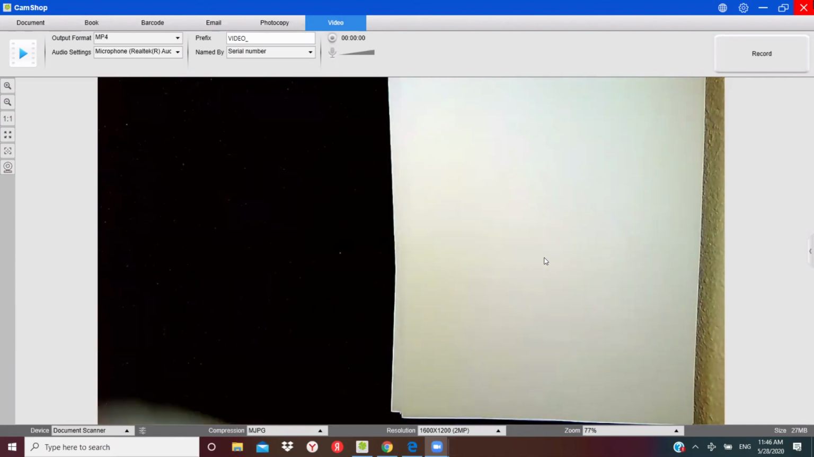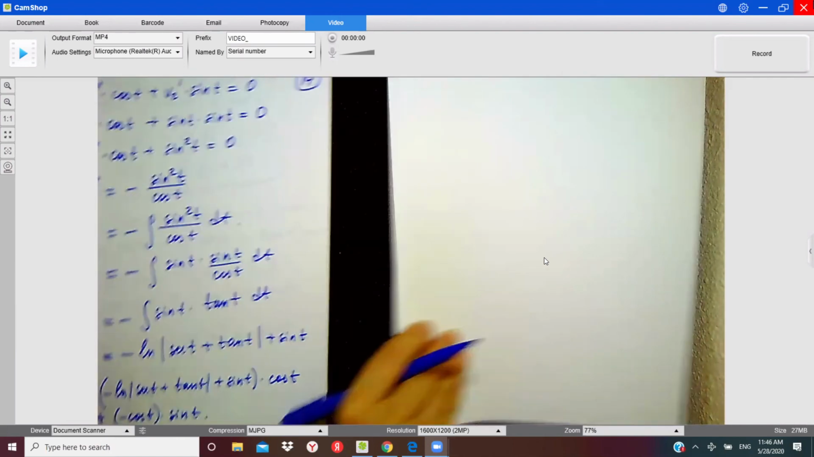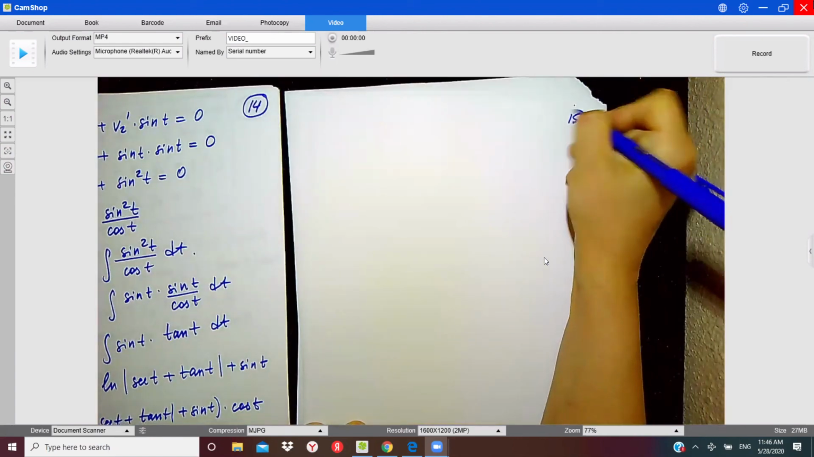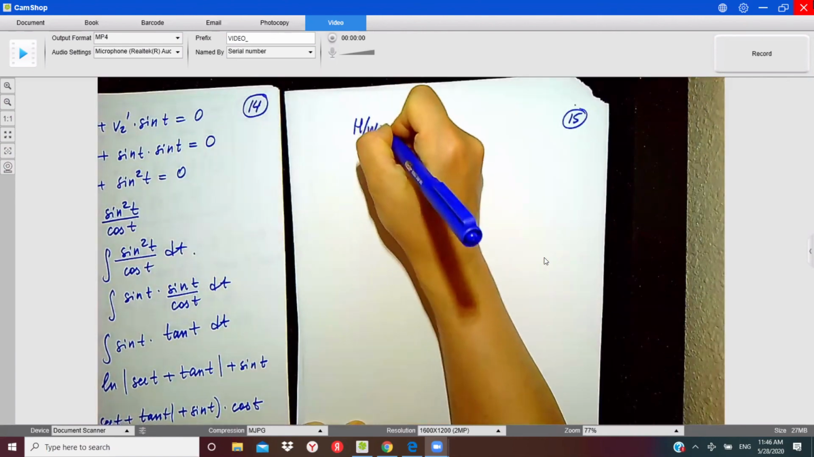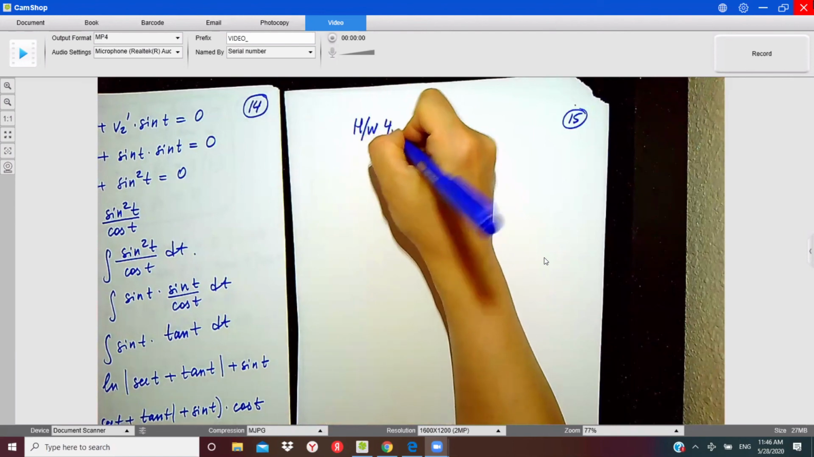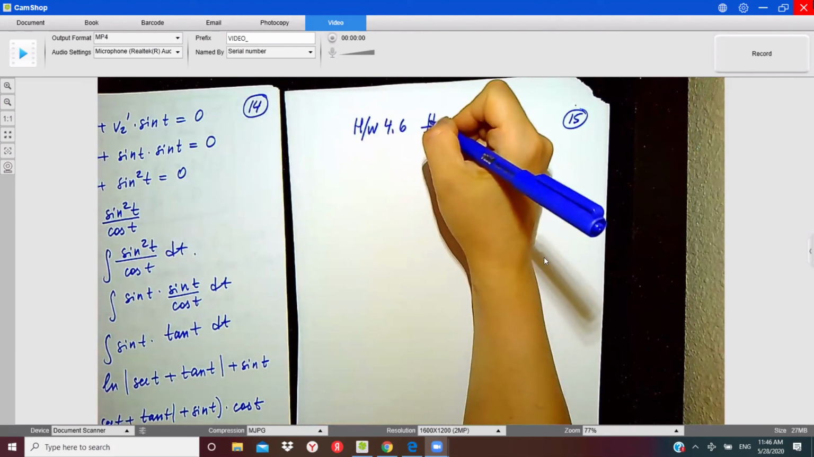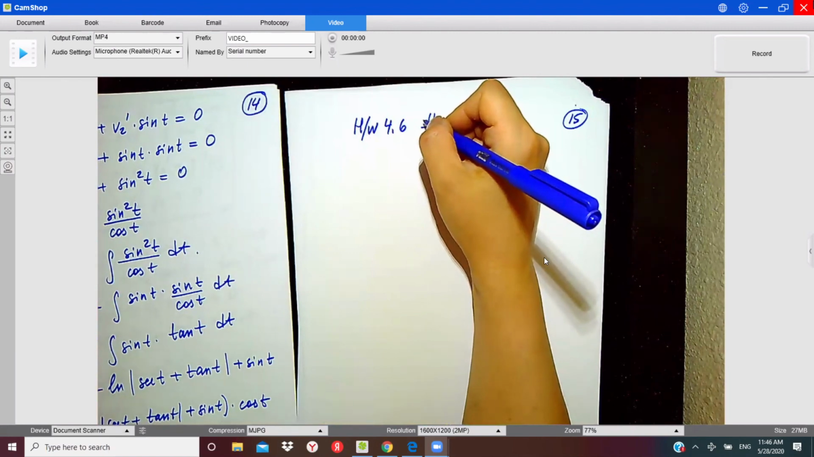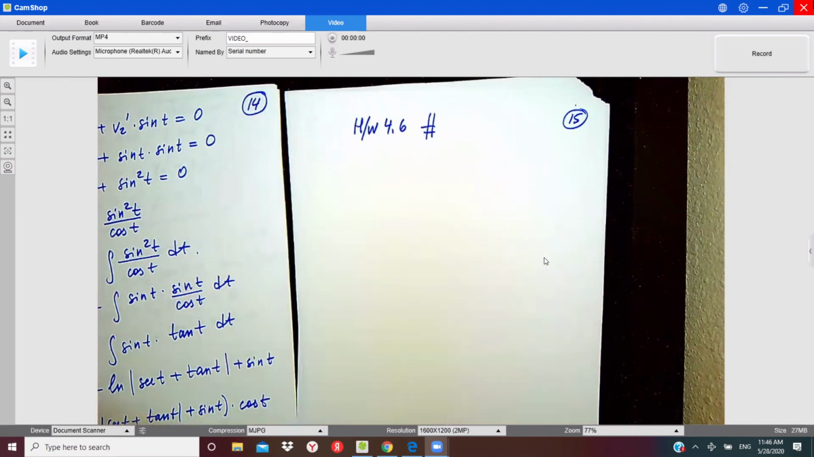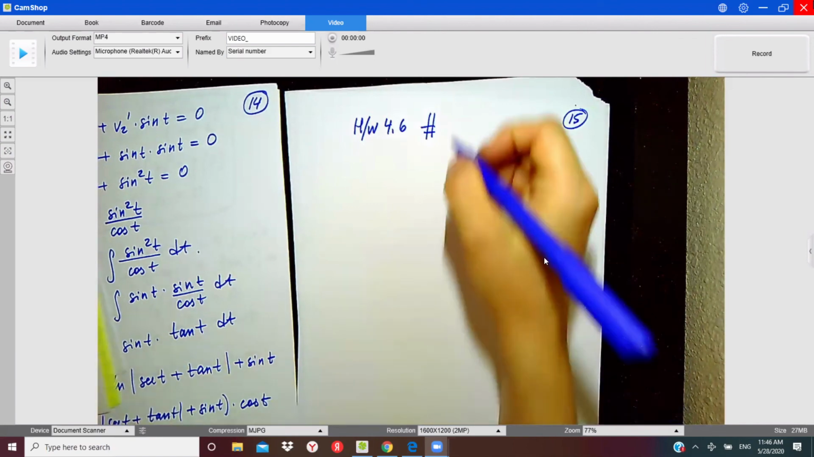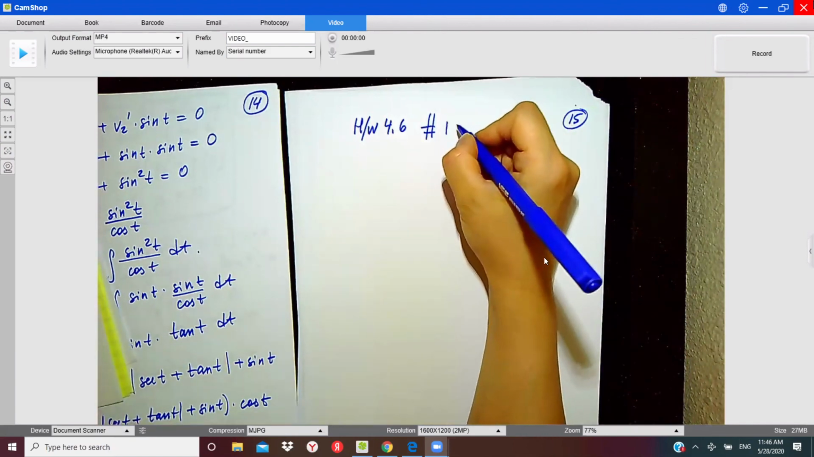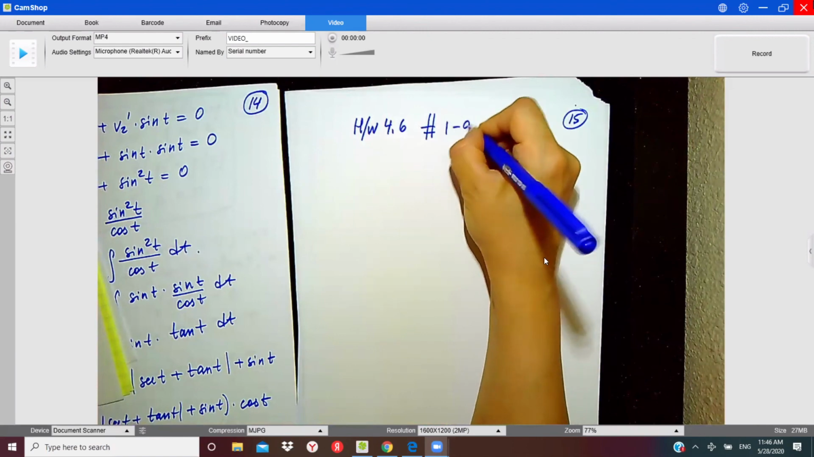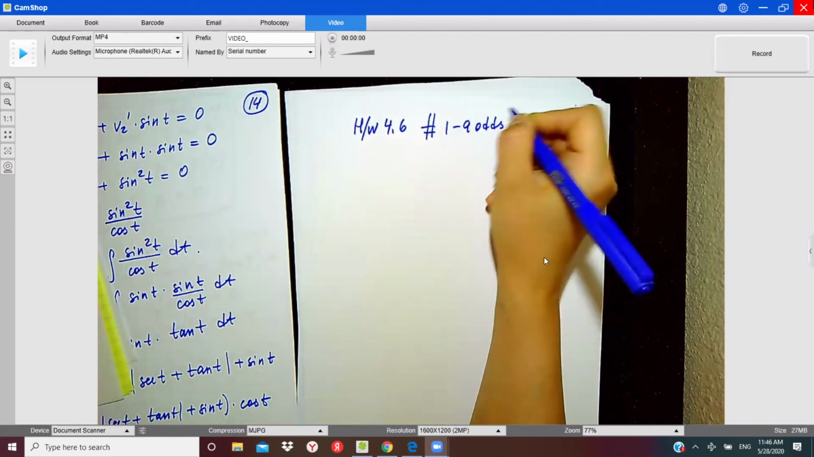So let me give you a few problems to practice with at home. So this is homework section 4.6. So let's try these numbers. 1 through 9 odds.